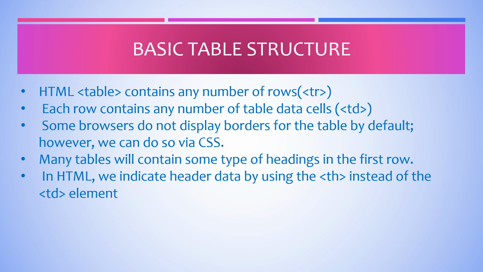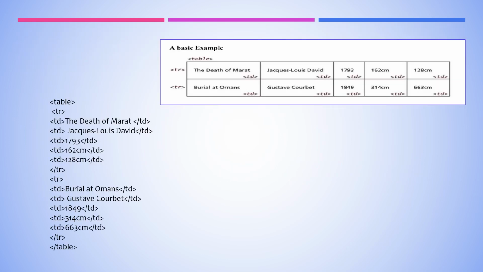Many tables will contain some type of headings in the first row. In HTML, we indicate header data by using th instead of the td element, because browsers tend to make the content within a th element bold, but this can also be done by CSS. This is the basic example of the table structure.